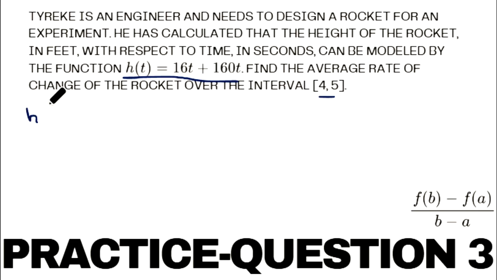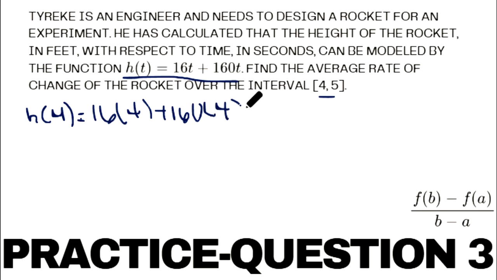So when t is equal to 4, we're going to find our h value. We get 16 times 4 plus 160 times 4, and we are definitely pulling out our calculator for this one. Clear. 16 times 4 is 64. I thought it might be, but I didn't trust myself.